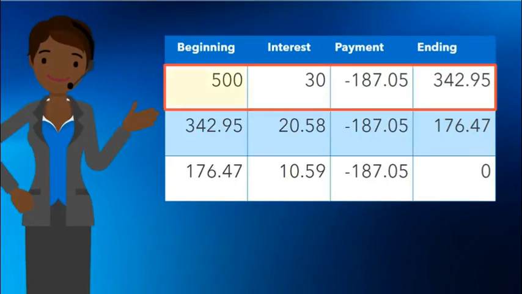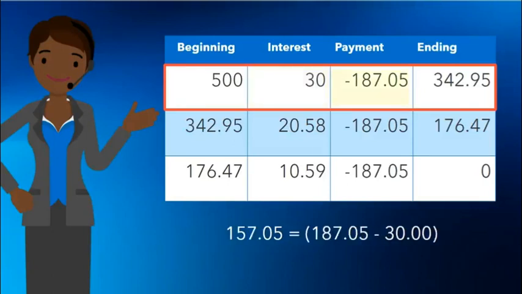In year 1, the beginning loan principal balance is $500. The interest added to the account is calculated as 500 times 6% equals 30, and the repayment deducted is $187.05. As the interest is 30, then the principal repayment is $157.05 based on the calculation here. And the ending balance of $342.95 represents the outstanding principal balance on the loan.